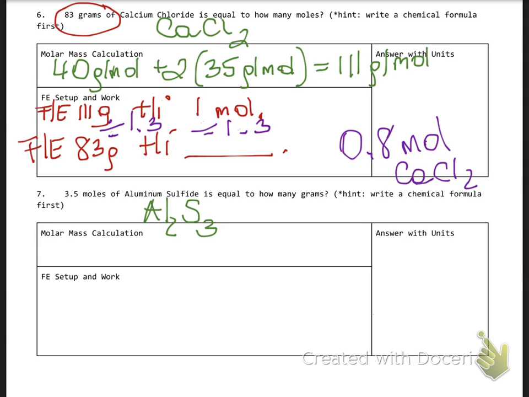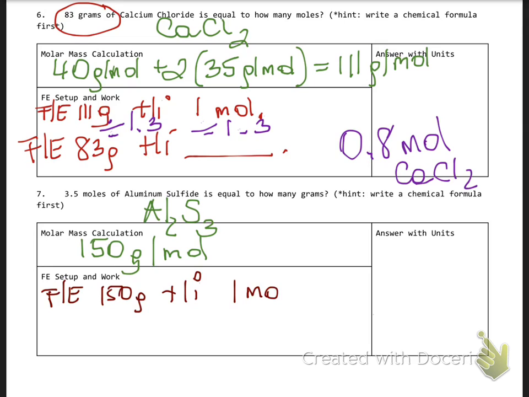When you add up 2 aluminums together and 3 sulfides together, you are going to get about 150 grams per mole. Okay, so again, we're going to write that as our "for every" statement, and that is for every 150 grams, there is 1 mole. You always start with a molar mass "for every" statement. That gets you halfway there.